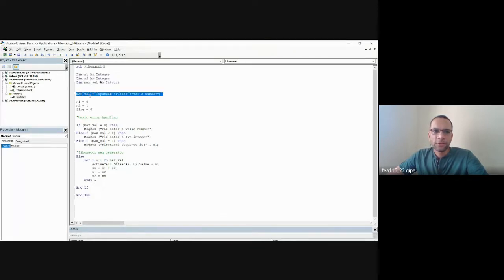Here we accept a user input, because there's an input box feature which VBA provides, which will allow you to plug in user inputs. We initialize certain values for our variables. Again, flag is something which I don't want. I can just delete this. I do some basic error handling.